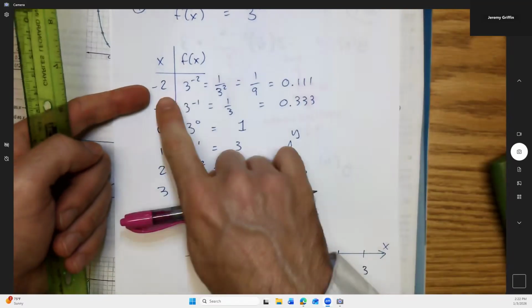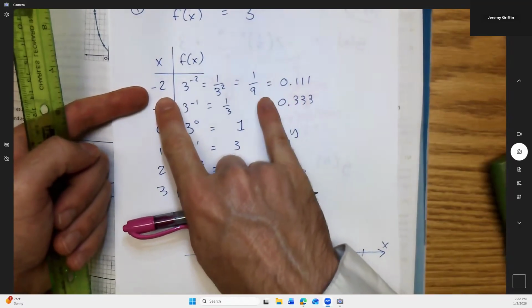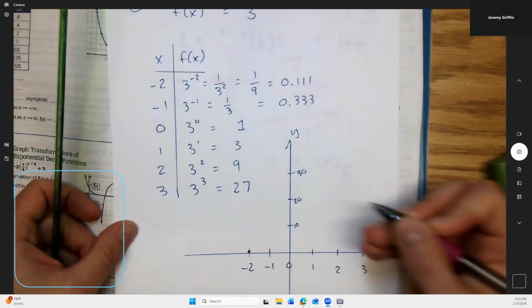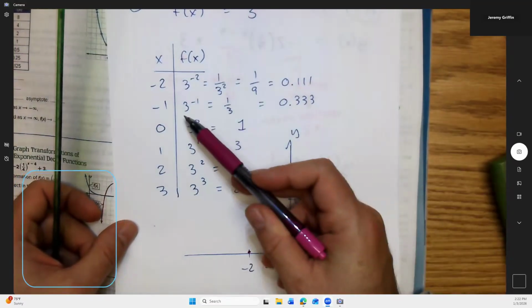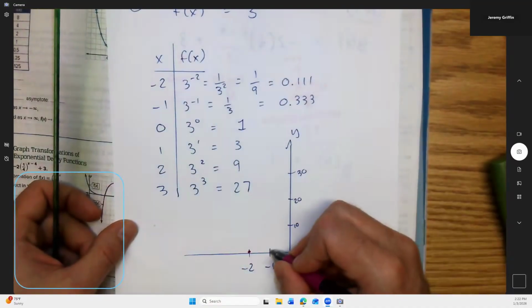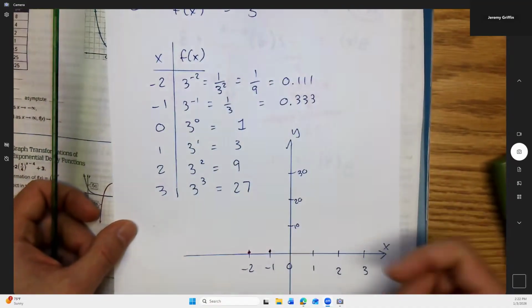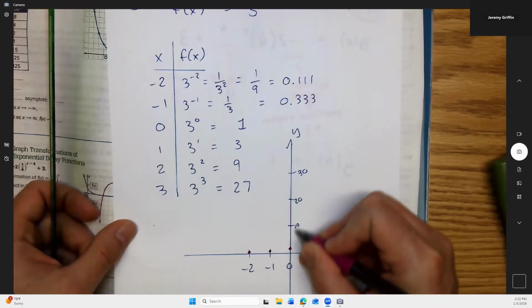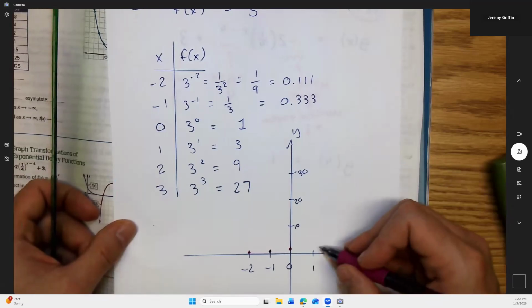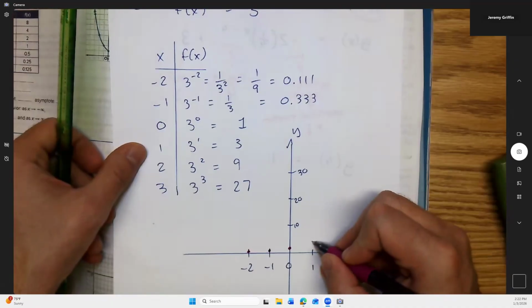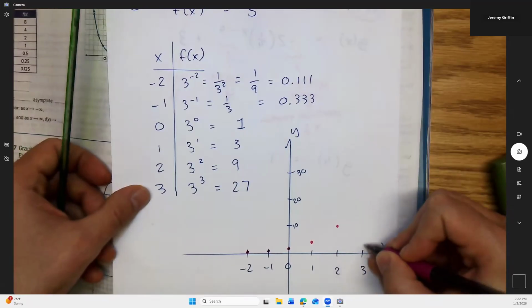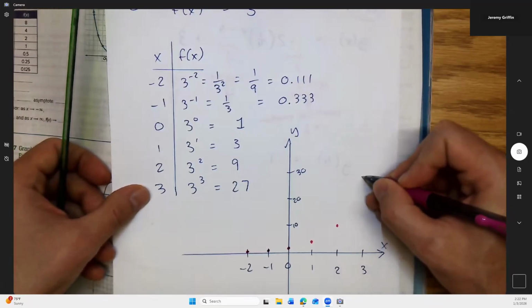So when x was -2, y was 1/9. So that's real tiny. So about right there. Okay. When x was -1, about 1/3. A little higher, but kind of hard to tell again. Okay. 0, 1. If this is about 1/10 of the way up, it's probably right about there. 1, comma 3, 2, comma 9, 3, comma 27 is probably about here-ish.